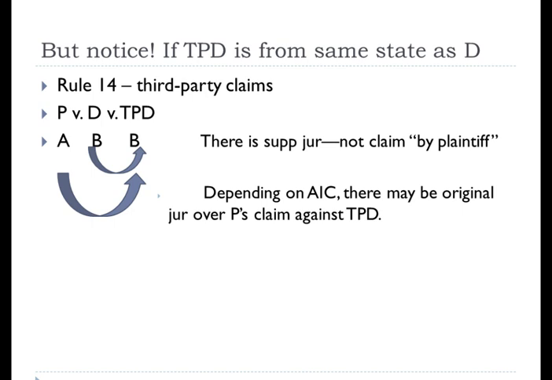Now this time, plaintiff wants to bring a direct claim against third-party defendant. There may, in fact, be original jurisdiction over the plaintiff's claim against the third-party defendant because plaintiff and third-party defendant are from different states. Depending on the amount in controversy, if it's more than $75,000, then there will be original jurisdiction over the plaintiff's claim. However, if it was less than $75,000, there still would not be supplemental jurisdiction, because this is still a claim by a plaintiff against a person made party under Rule 14, and if it's less than the amount in controversy, it could not be in federal court on its own.